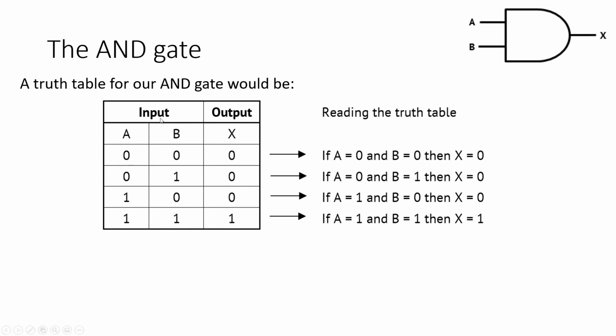You've got the input here. These are the columns. It's got two inputs, A and B. Look up here in the corner. There's your two inputs, A and B, going through an AND gate and then coming out of it with an X. So there's your output X.